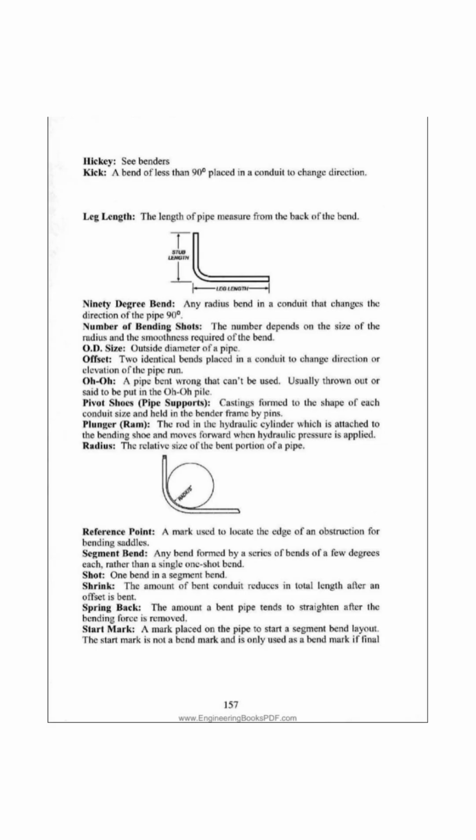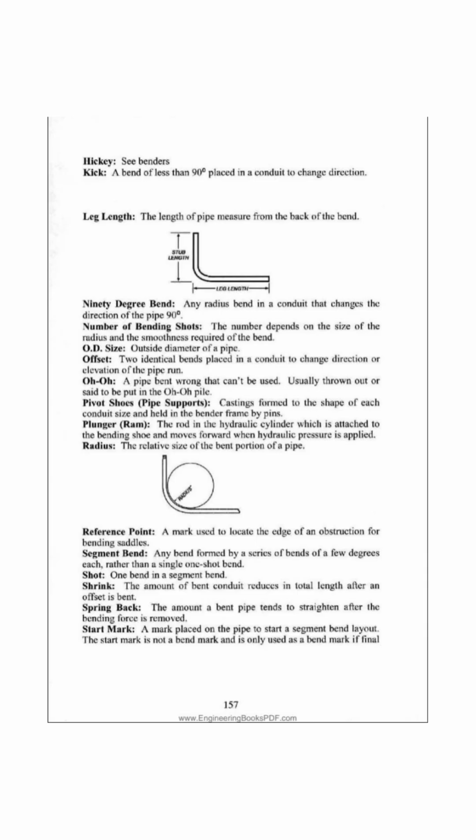Ductility. Ability for a material to be shaped or formed. Gain. The amount of pipe gained, or saved, by bending on a radius and not a square corner. Hickey. See benders. Kick. A bend of less than 90° placed in a conduit to change direction. Leg length. The length of pipe measured from the back of the bend. 90° bend. Any radius bend in a conduit that changes the direction of the pipe 90°.